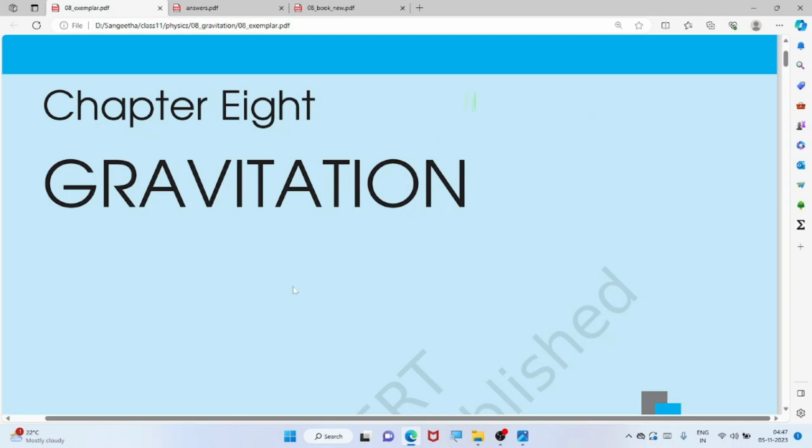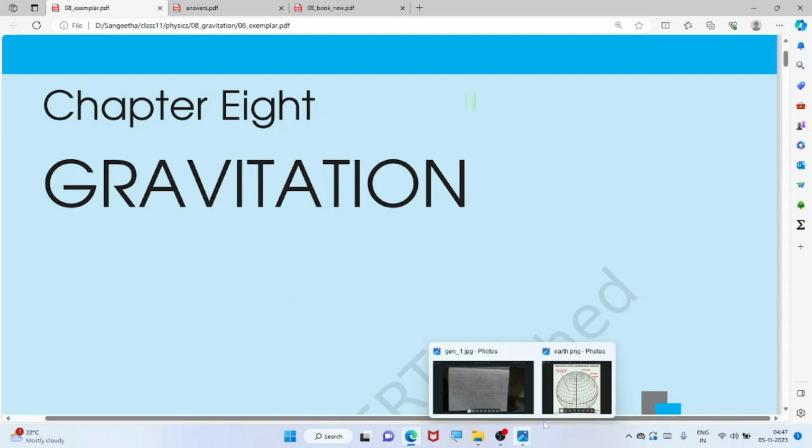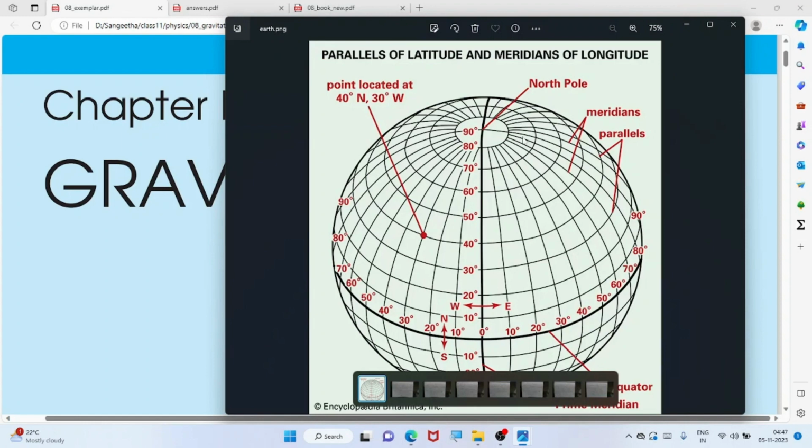Okay, we will go through the exemplar problems in the class 11 physics chapter 8 gravitation. Before going through, I will show you some parameters of the earth.